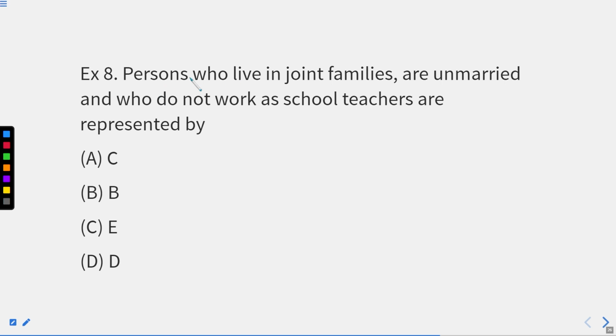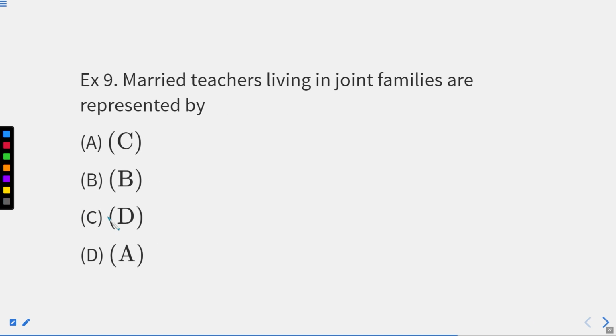So we know that persons who live in joint family are E, D and B. The persons who are married are B and D. So left is E, and E also does not work as a school teacher. So we'll get C as our answer. I hope this part is also clear, right?